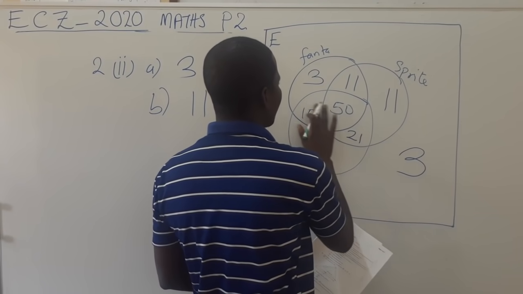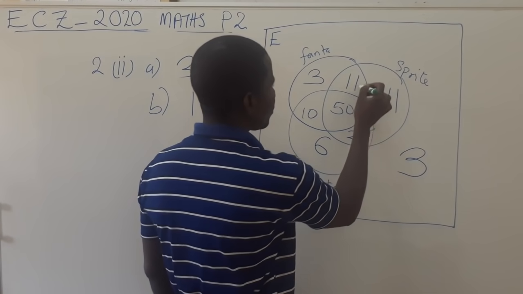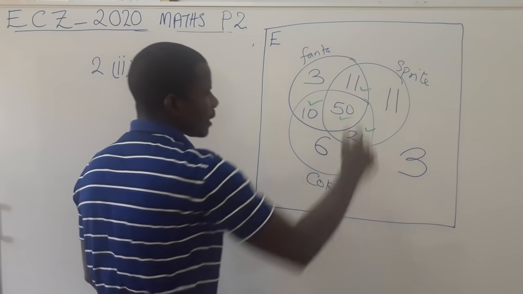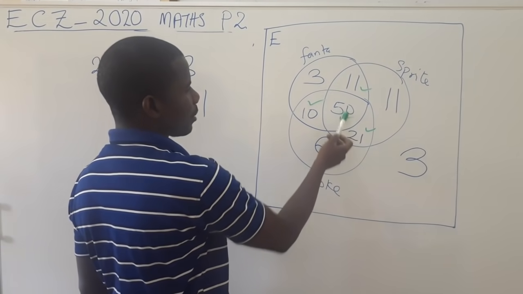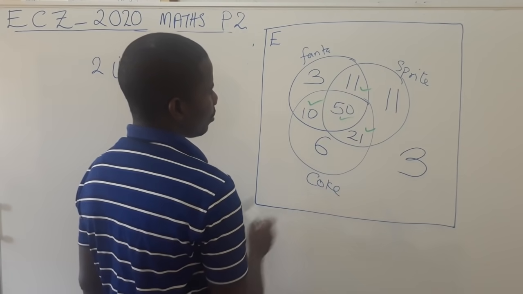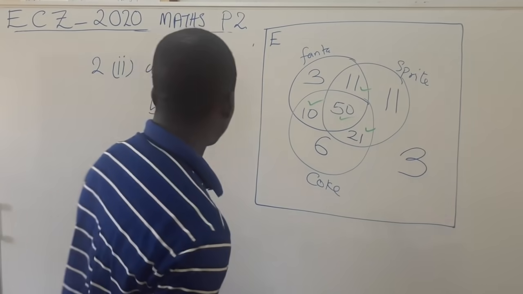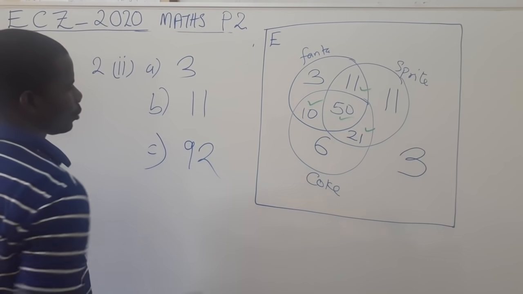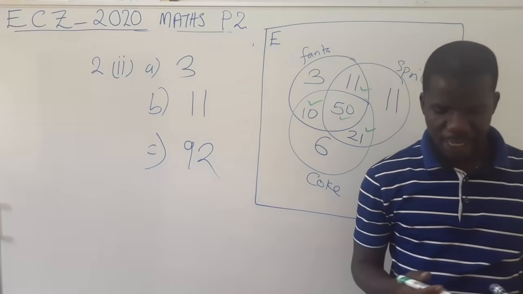So, where we are talking about at least 2: these ones took 2, these ones took 2, these ones took 2, these ones took 3. So all these ones qualify, and we are supposed to add these ones. This is going to give us 71, and this is going to give us 21. When you add 71 plus 21, you are going to get 92. 92 is going to be our answer on C.